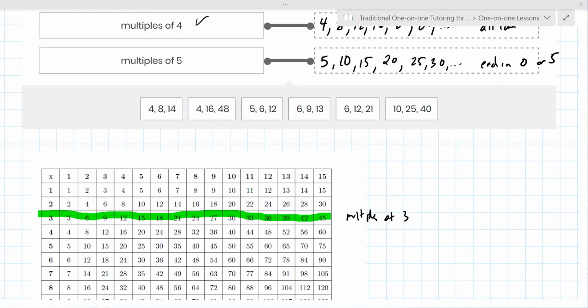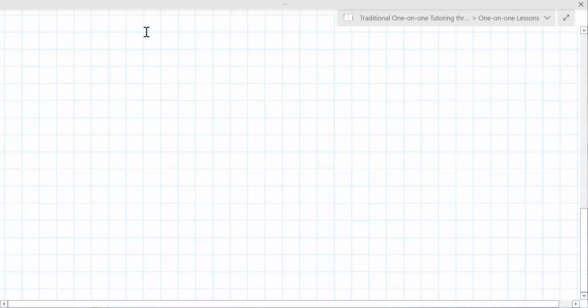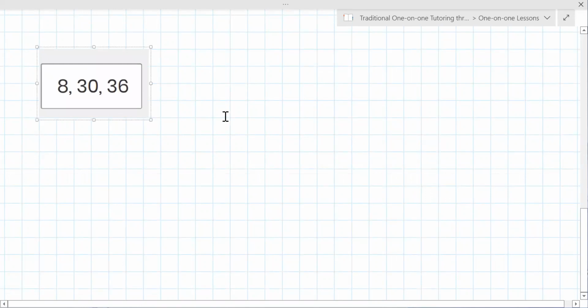Okay, so let's look at another list here. Let me do this differently. Okay, so let me snip in a number. And again, if you have that multiplication table out, it will help. It will definitely help you. Okay, so let's look at these 3 numbers here. And we want to know if these are multiples of 2, 3, 4, or 5, or none.